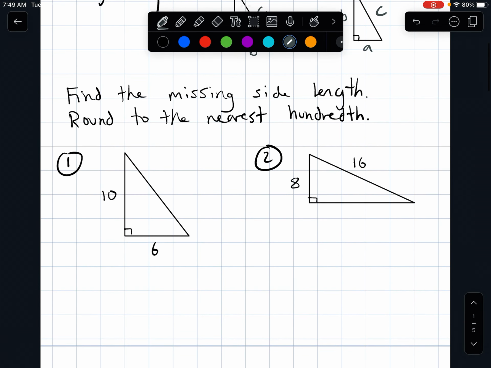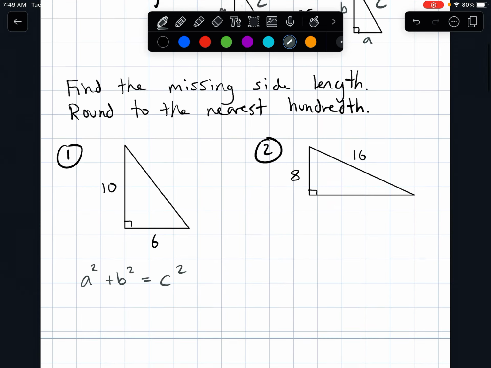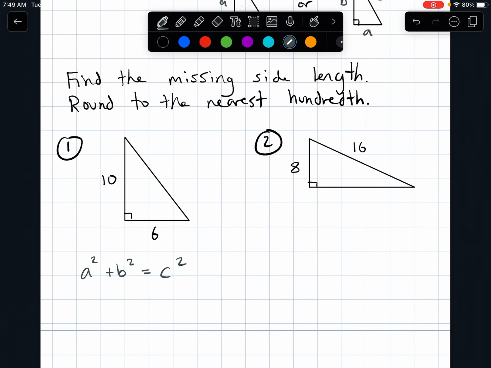So here we are trying to find the missing side length, and we are going to round it to the nearest hundredth. So when I'm trying these types of problems, we're going to go ahead and first identify a, b, and c. So a squared plus b squared equals c squared. All right. Actually, you know what? Instead of rounding to the nearest hundredth, I want you to actually give me the exact value. So we're going to leave a radical in this.